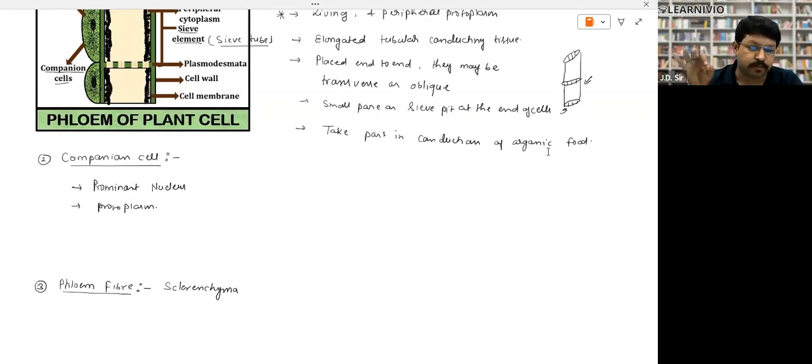Then you have to write down some points. That will be a 2 marker question, but definitely they can ask you from here: sieve tube, sieve element, or companion cell. Generally, this is the preferred question of teachers. Then you have to write it down.